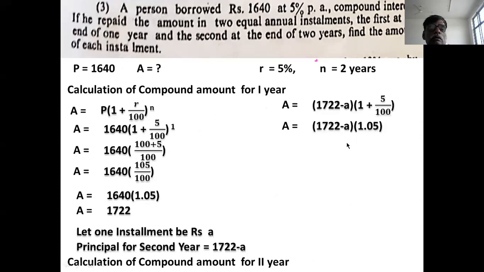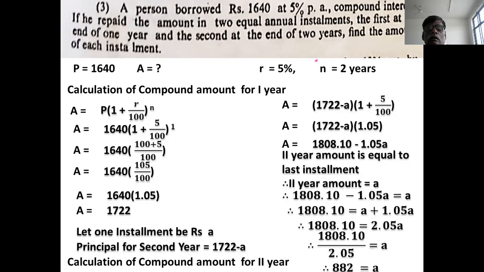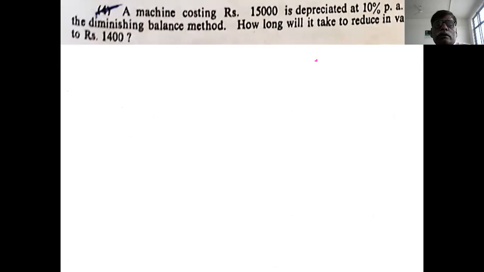And the third one, I think this problem is solved in your previous class. Has anyone solved it? And the fourth example, I explained in the previous class. I don't know whether you solved this problem or not.